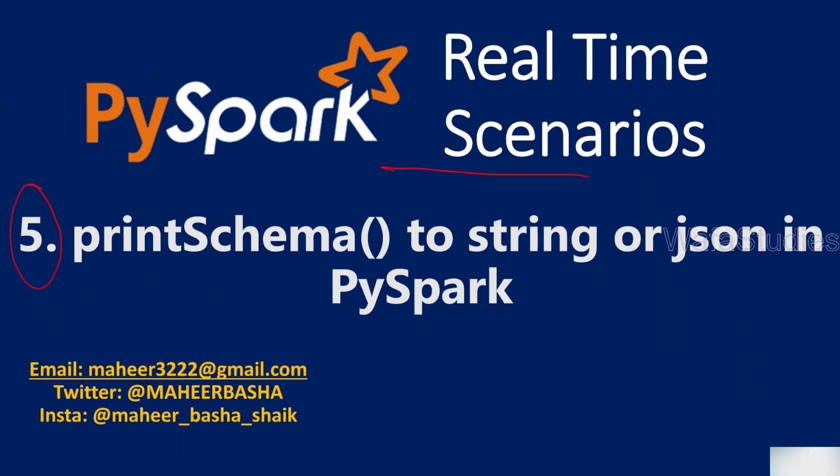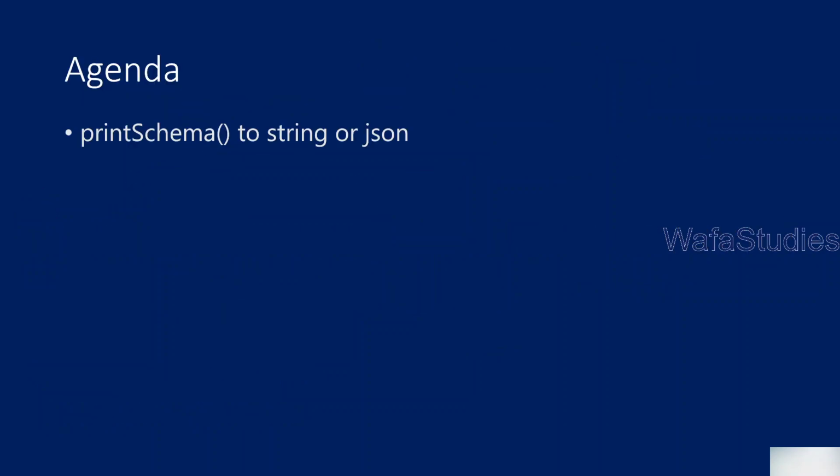So in this video, we are going to discuss how we can save print schema output as a string or JSON in PySpark. If you have seen my PySpark playlist, you know what printSchema is, right? If you have a data frame and you want to know the schema of the data frame, that means what columns we have and what is the data type of each column, that information can be fetched using this printSchema function. When you use this function, it will print the output onto the console, onto the output window. It won't give it back to store into some variable as a string or JSON.